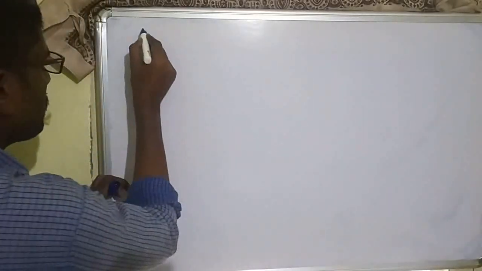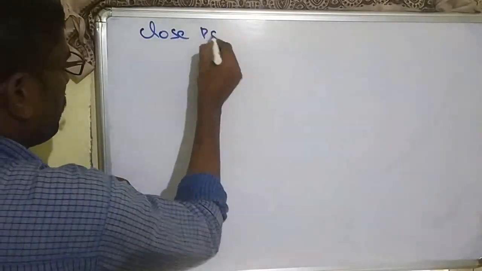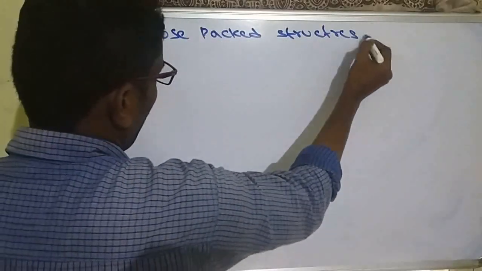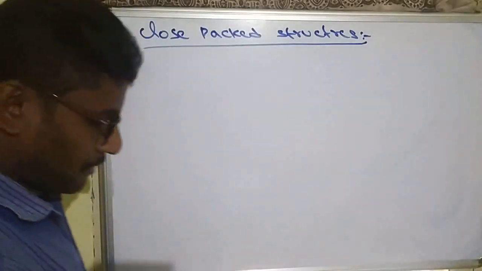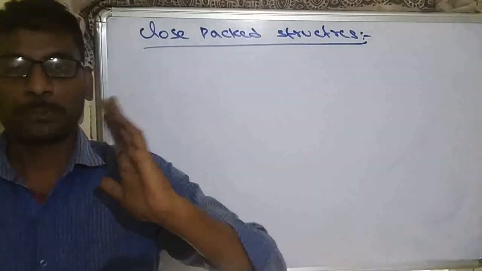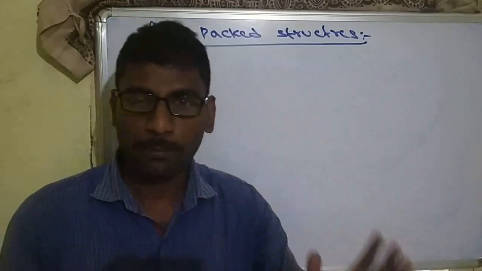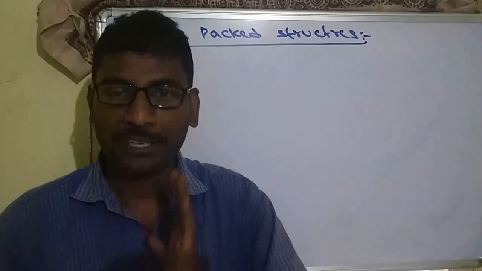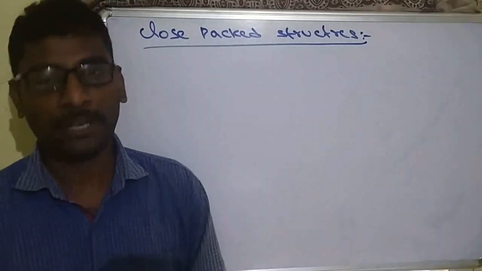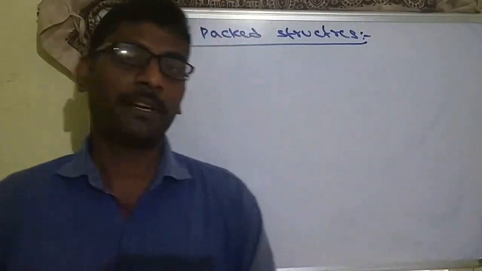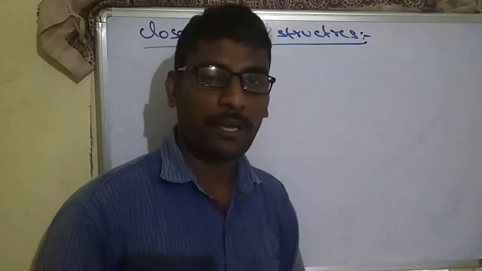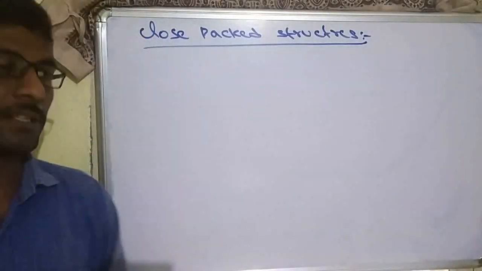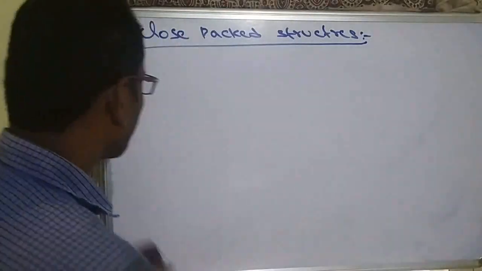So the next topic is close packed structures. In this we completely learn about the structure of a crystalline solid. As we know, crystalline solids are three-dimensional in geometry. To identify the three-dimensional, first we have to find their two-dimensional, and before that we have to identify one-dimensional structures. So one by one we'll see.